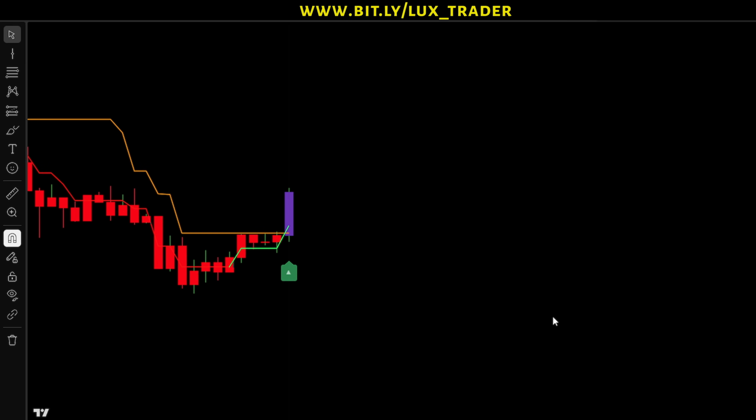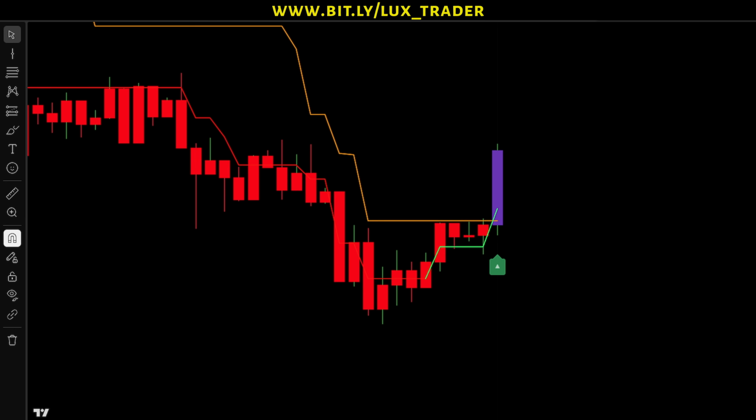Let me show you another buy example using the same logic. Bullish confirmation signal appears. Trend catcher is bullish. Trend tracer is bearish. All conditions are satisfied. This is a valid buy trade.